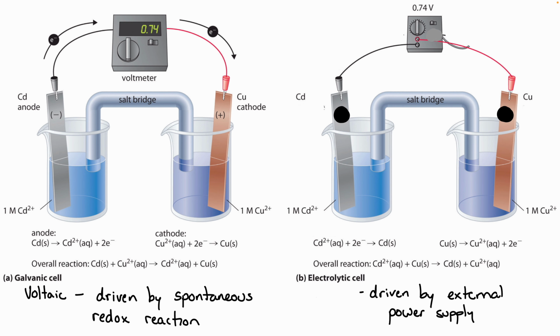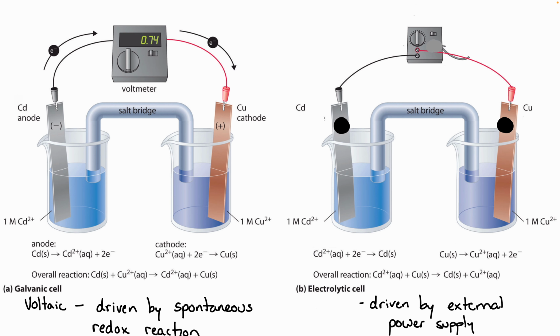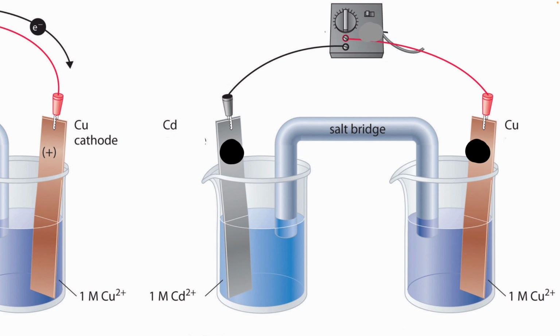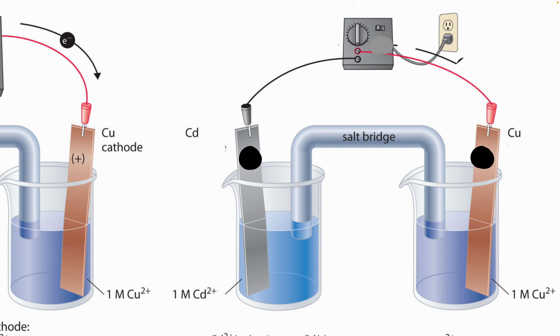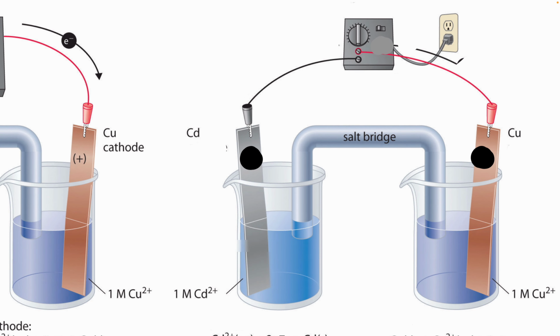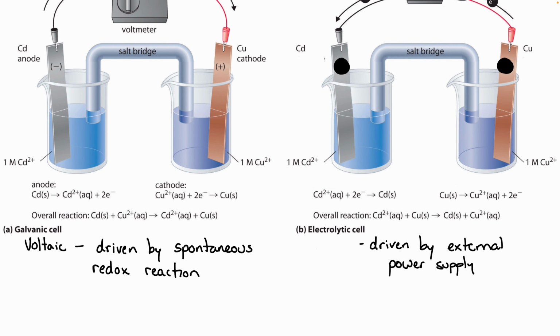All right, so what I did was I took out my voltmeter and I put in this new device here. And this is actually connected all the way to the plug in the wall here. I'm supplying some external power source to this. The reason why I hooked it up to this external power source is because now this external power source is going to drive electrons in the other direction. So, driven by an external power supply in the opposite direction.